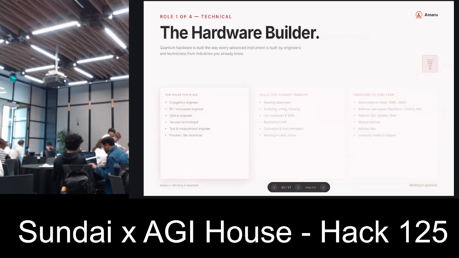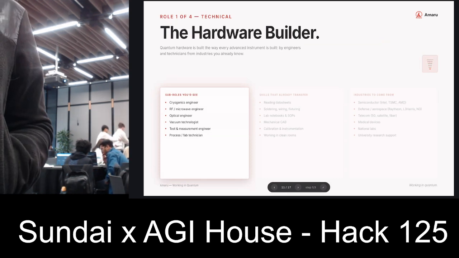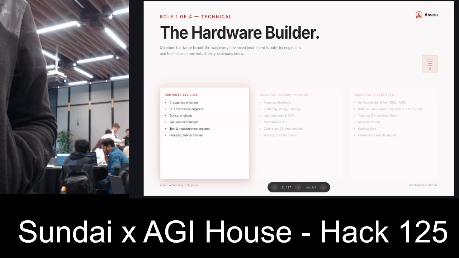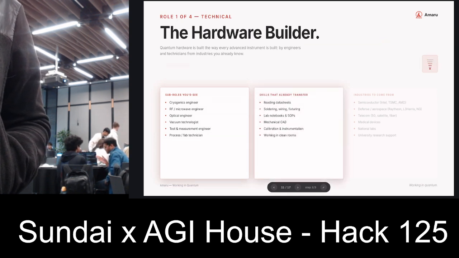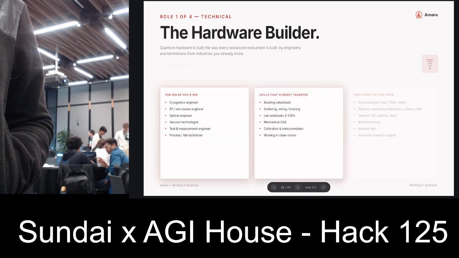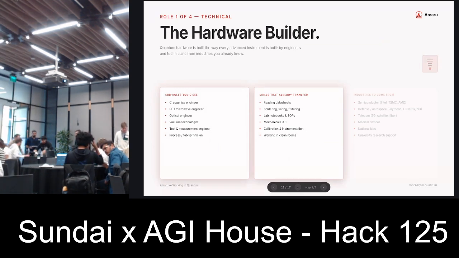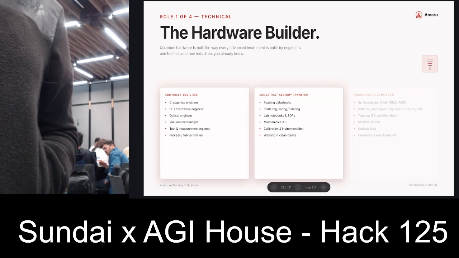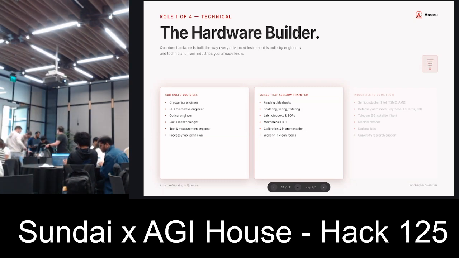So the first is a hardware builder. Sub roles you would see: cryogenics engineer, RF microwave engineer, optical engineer, vacuum technologist, test and measurement engineer, process and fab technician. Skills that already transfer for these types of roles: reading data sheets, soldering, wiring, fixturing, lab notebooks, writing SOPs, mechanical CAD, calibration, instrumentation, or calibrating machines, working in clean rooms. If you have any of those skills, working in hardware could be a path for you.